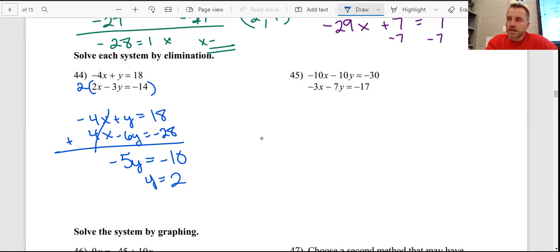So if I multiply 3 by 3, I get 9, and I still won't be able to eliminate the x's. 7, it's hard to turn that into a 10. So what I am going to do is look for a least common denominator between these two things. So if I multiply 10 by 2, I get negative 20. Can I multiply 3 by anything to get 20? No, as far as integers are concerned. But what if I multiply the top by 3? That gets me negative 30x minus 30y equals negative 90.